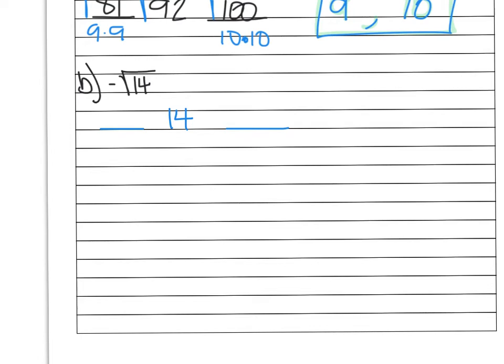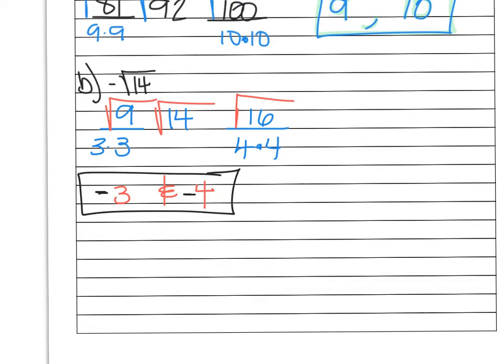So we said that 3 times 3 was our 9, and our 4 times 4 was 16. So you want to take the square root of these. So the square root of 9 is 3, and the square root of 16 is 4. So those are the integers that come before and after the square root of 14. At the end, we have to make sure we go back and put in those negative signs because it was a negative square root of 14.